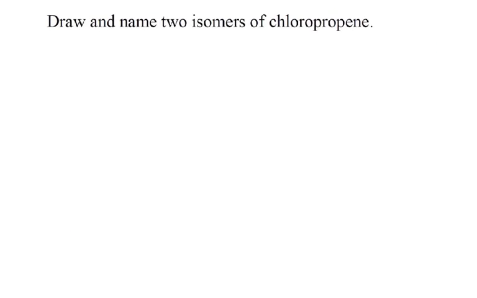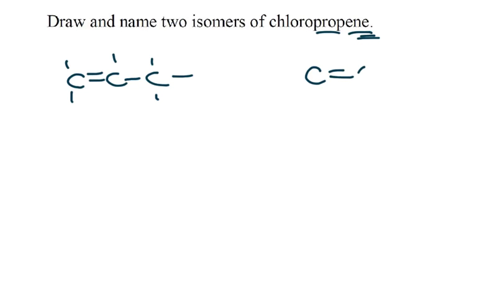Okay, name and draw 2 isomers of chloropropene. Chloropropene. So we know the propene means we can have 3 carbons. The ene part means one of those is a double bond. And if that's a double bond, that means this first carbon has 2, so we can add 2 more hydrogens. The second one has 3, we can put 1 more. Third one has 1, we can put 3 more. So that is our backbone. I'm just going to copy it over here.